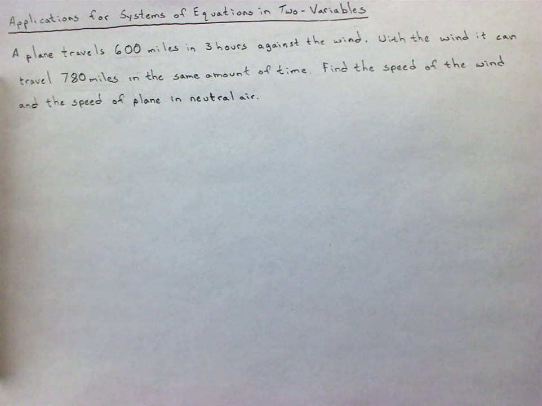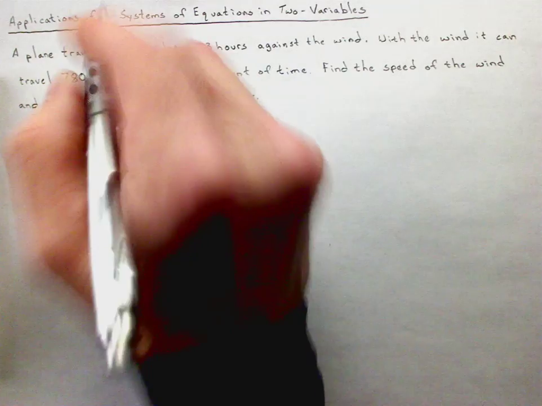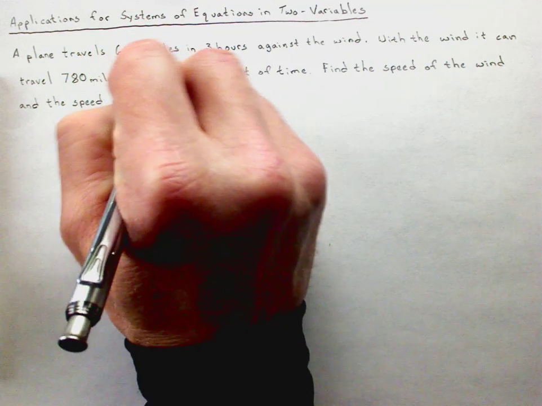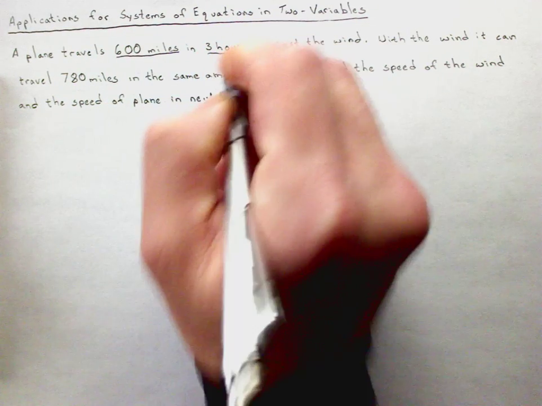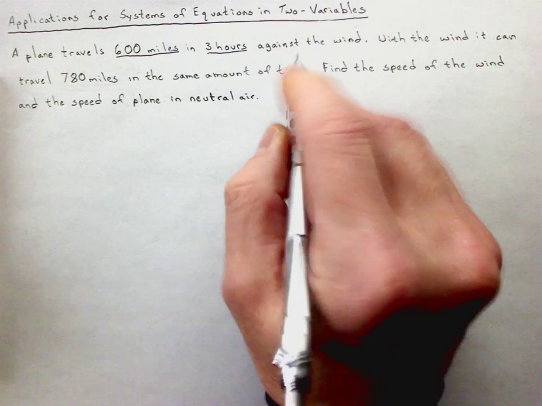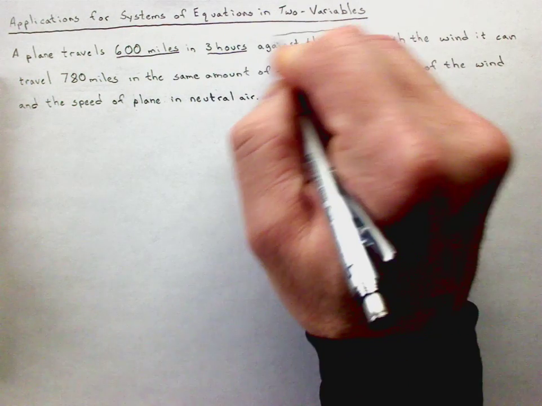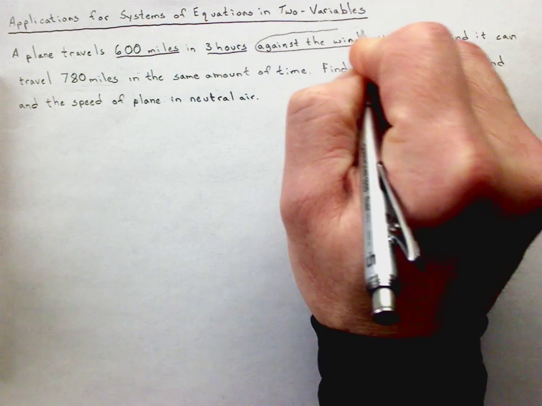Hello everyone. We're going to look at an example problem for applications dealing with systems of equations in two variables. What we have here: a plane travels 600 miles in 3 hours. So 600 miles in 3 hours, and it does this against the wind. Let me just mark that too.